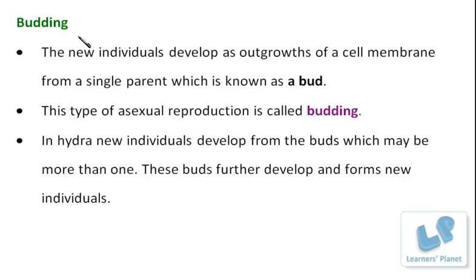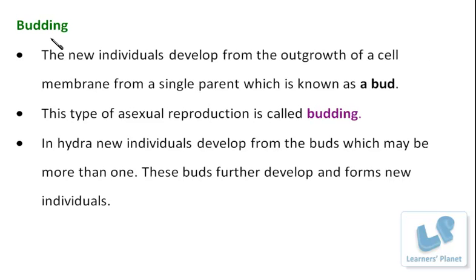Now basically you must know what this budding means. Budding is a type of asexual reproduction in which the new individual develops from the outgrowth of a cell membrane from a single parent. And this outgrowth is known as the bud, and from this word the term budding is coming. So don't get confused with this particular definition.